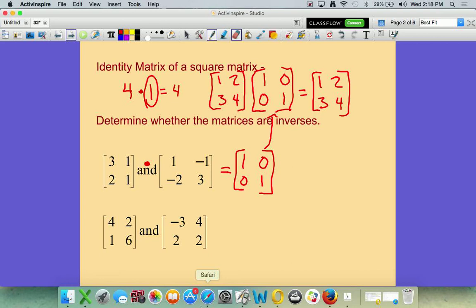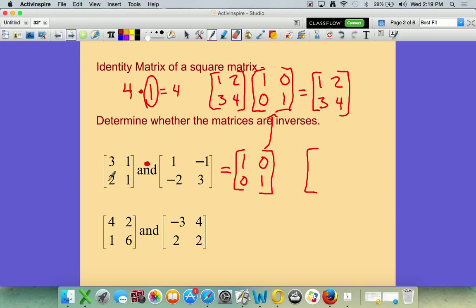Okay, now, here's the trick though. That is what we want to find, but to tell if they are inverses of each other or not, we've actually got to flip the order. We got to take this one times this one to figure out if we get the same thing. So let's try that again. So 1 times 3 is 3.